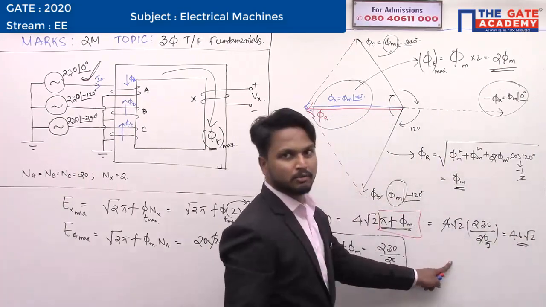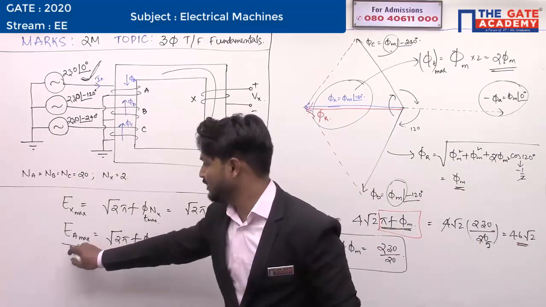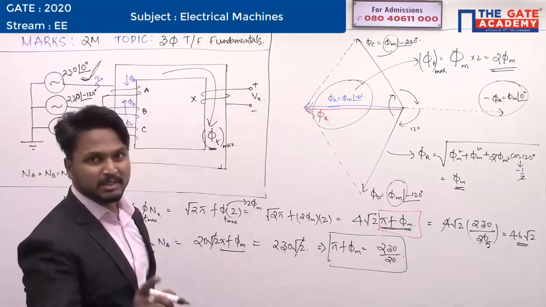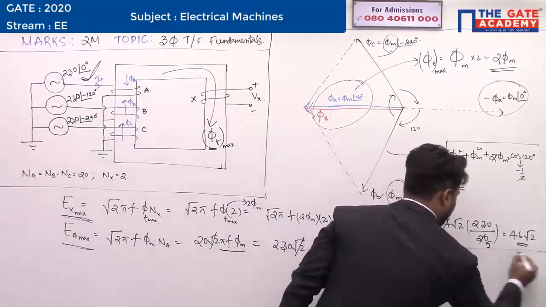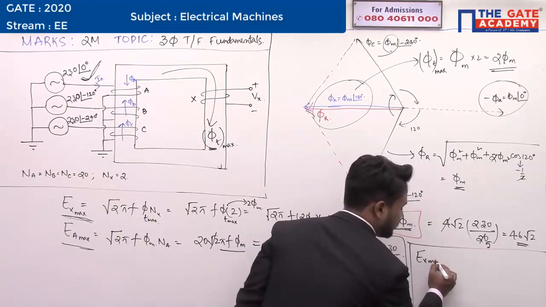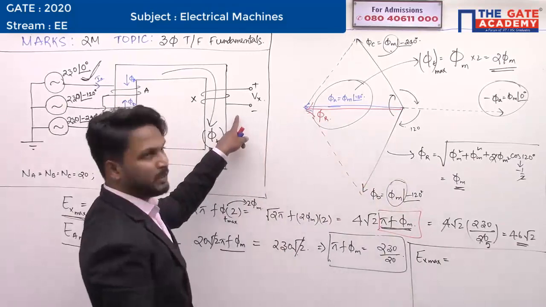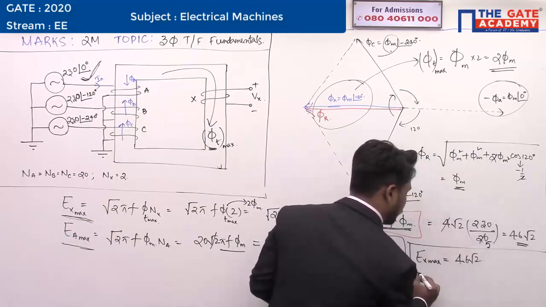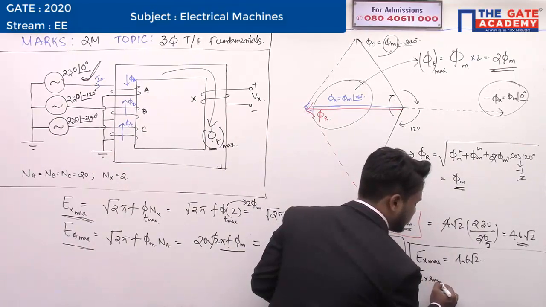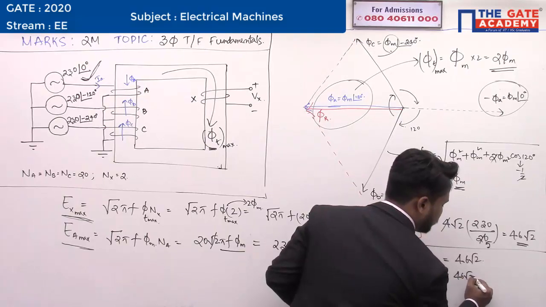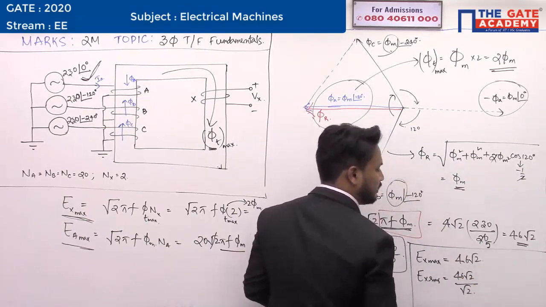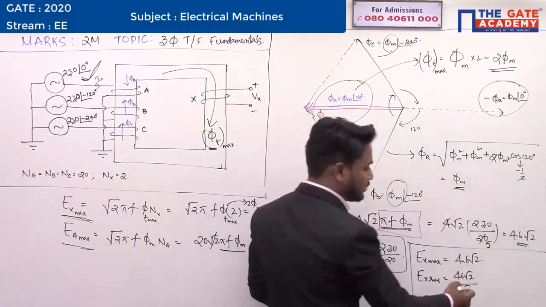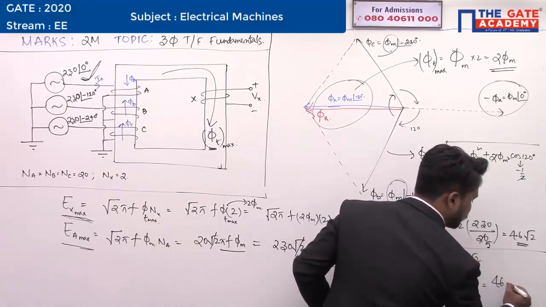What is 46 root 2? It is the peak value, Ex maximum. But what is asked in the question? RMS value is asked in the question, right? Therefore, the peak value of induced EMF in this is 46 root 2 volts. So Ex RMS is equal to 46 root 2 divided by root 2, that is Vm by root 2. This is equal to 46 volts.